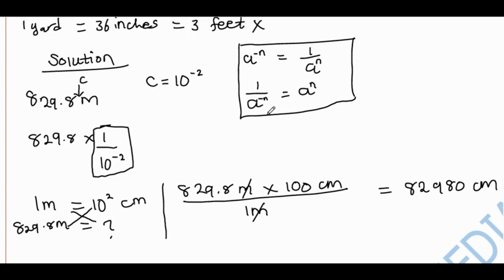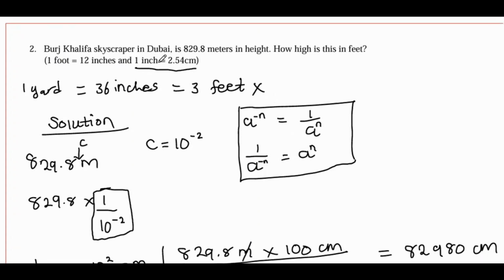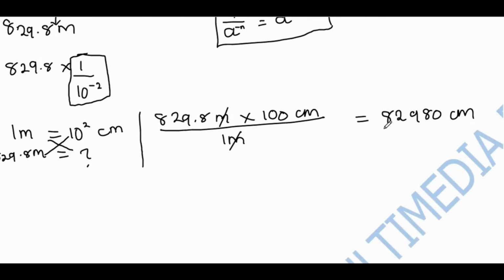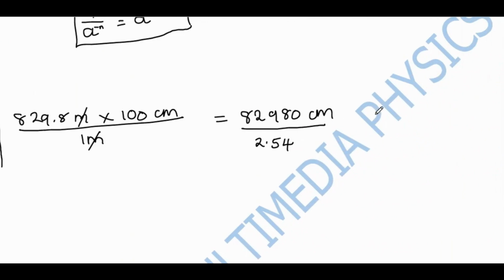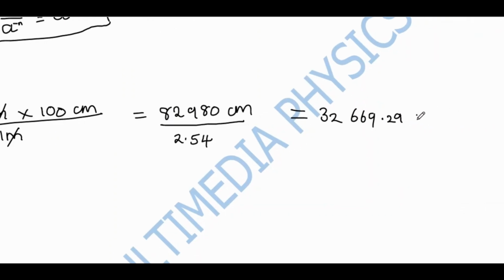Now, there's a conversion factor here for inches, that 1 inch is 2.54 centimeters. We need to divide this one by 2.54 to get the solution in inches, which turns out to be 32,669.29 inches.